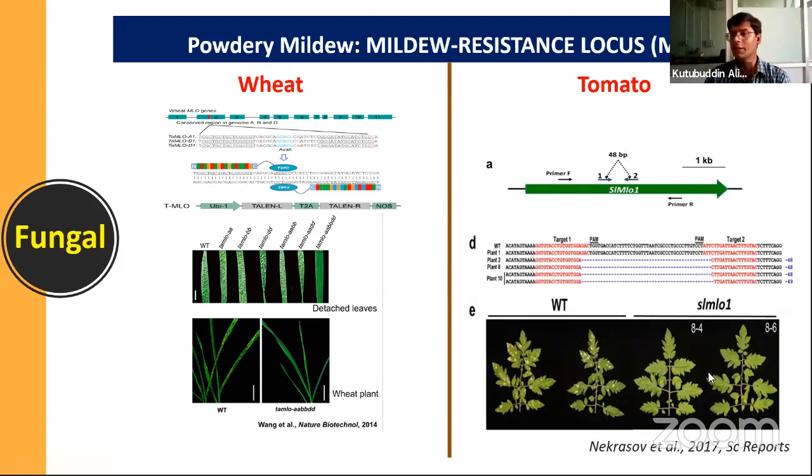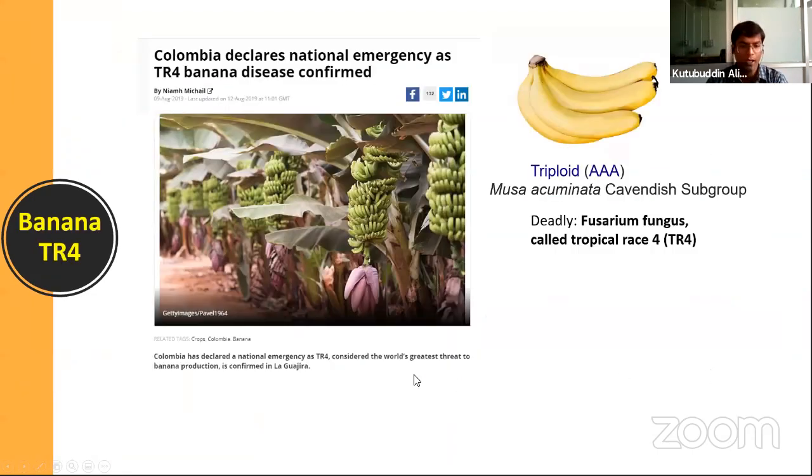Now this is a similar example of the same gene, the orthologous gene in tomato, the Solanum lycopersicum MLO gene, and it has also been edited in the tomato plant. You can see this is the wild type panel, and this is the genome edited panel, which shows a great level of resistance against this pathogen. So now coming to this very crucial example of banana.